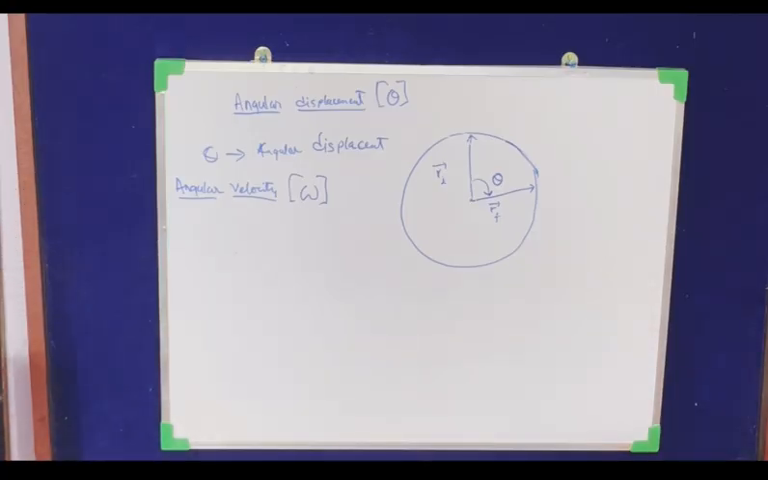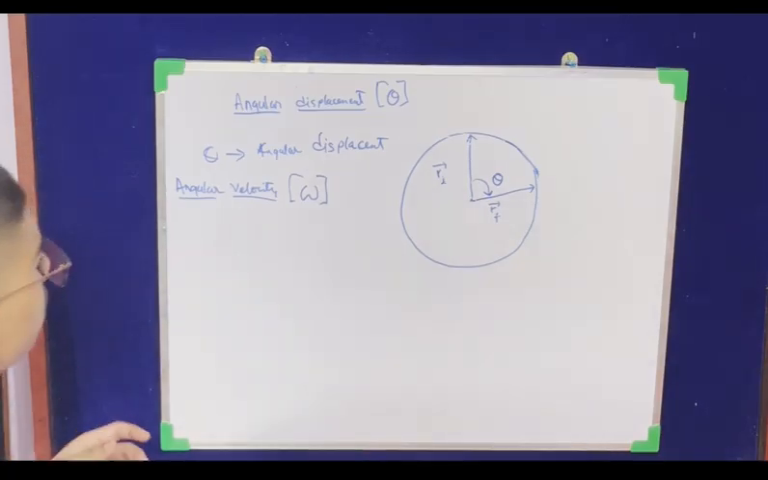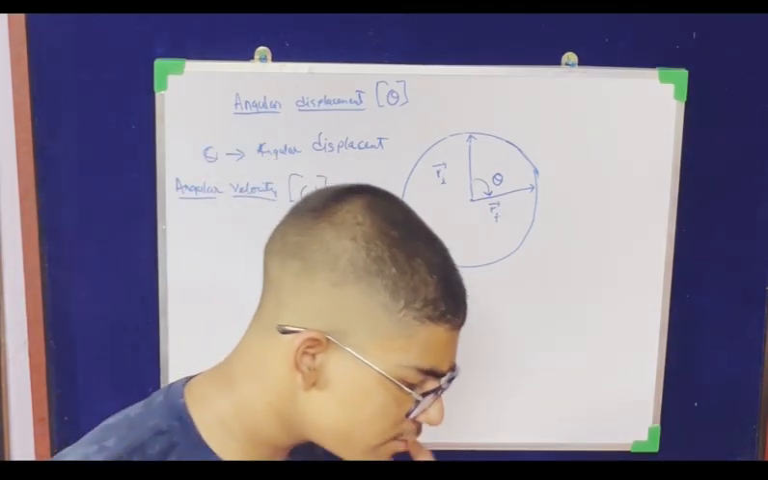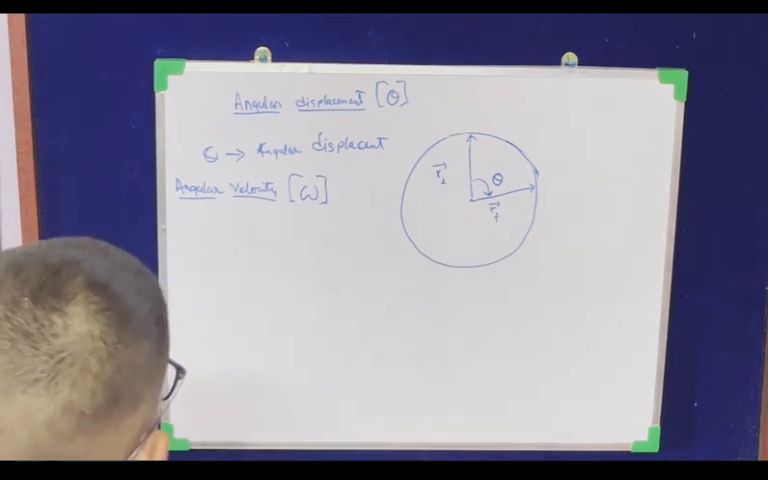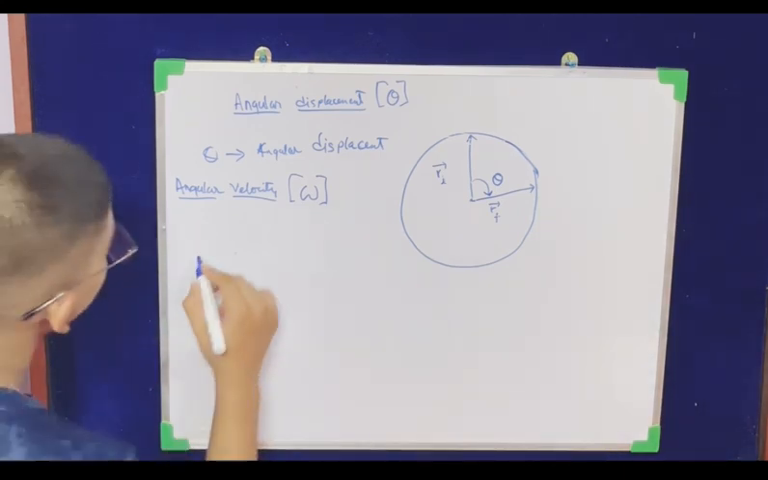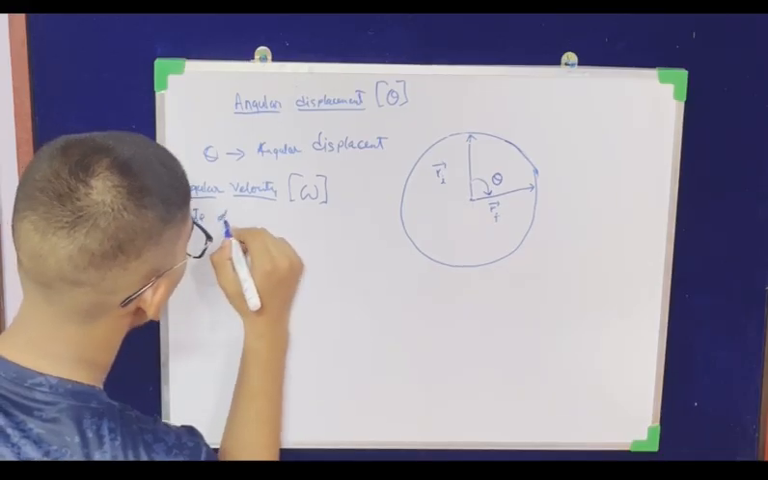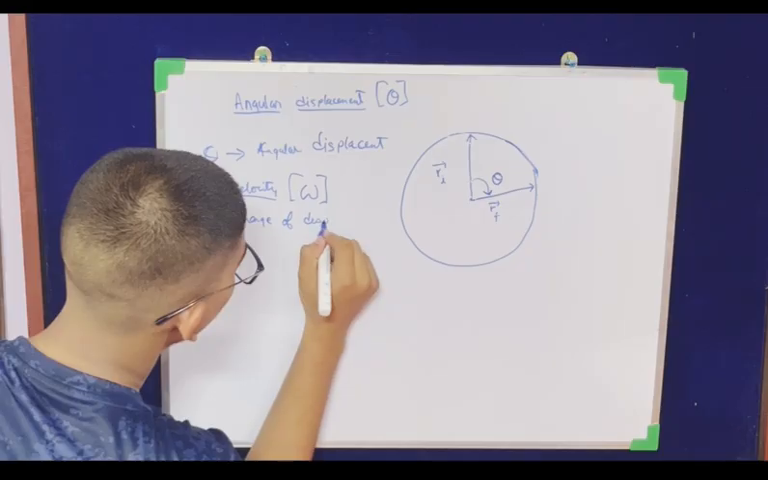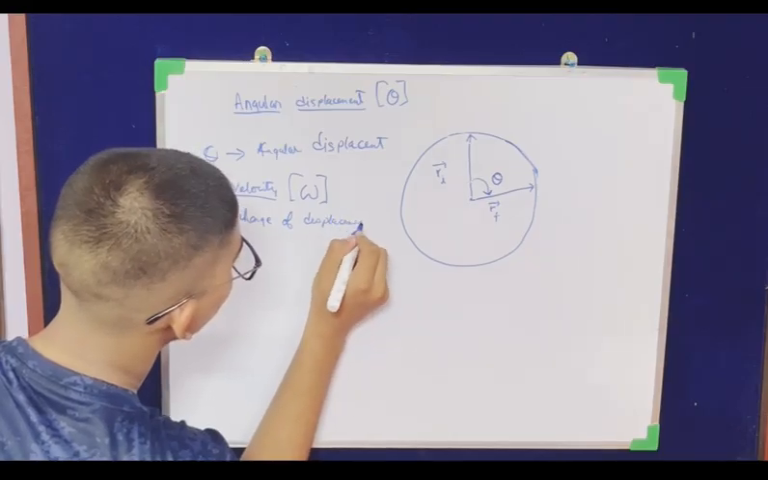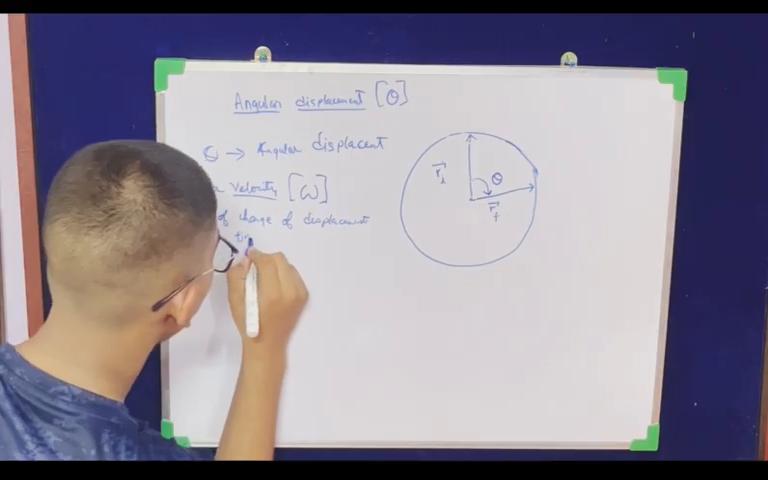Okay, we'll do the same, right? So what is angular velocity? Angular velocity is the rate of change of displacement with respect to time. So we can write it as the rate of change of displacement with respect to time, right?